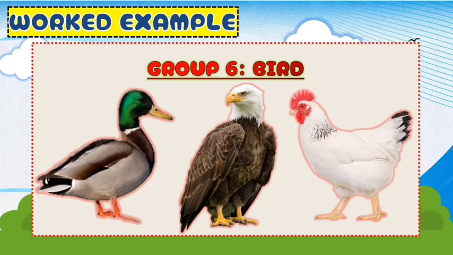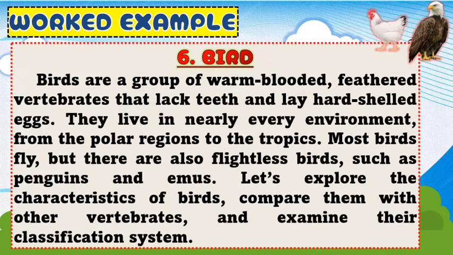Group 6. Bird. Birds are a group of warm-blooded, feathered vertebrates that lack teeth and lay hard-shelled eggs. They live in nearly every environment, from the polar regions to the tropics. Most birds fly, but there are also flightless birds, such as penguins and emus. Let's explore the characteristics of birds, compare them with other vertebrates, and examine their classification system.